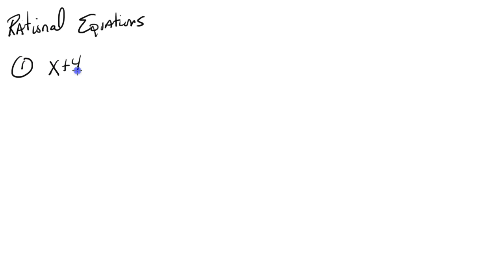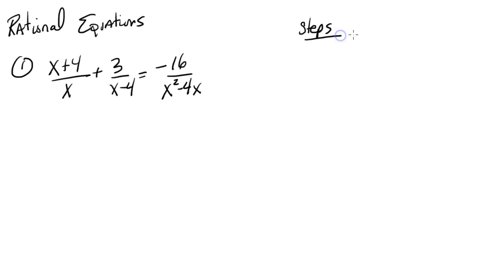It's x plus 4 over x plus 3 over x minus 4 equals negative 16 over x squared minus 4x. So I'll put down some steps. All right, now the first thing you want to do is you want to factor. You want to see what you have in the problem. So you're going to factor the denominators. So that's the first thing.